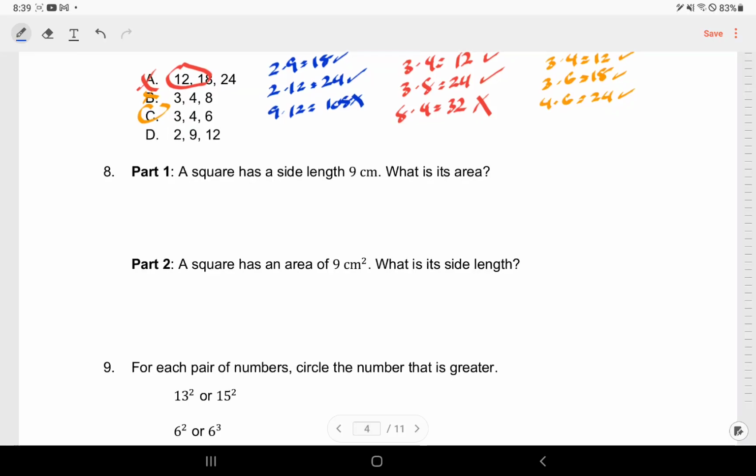Alright, now, for 8, a square has a side length of 9 centimeters. What is its area? Well, 9 times 9 is 81, so that's centimeters squared. You do need the centimeters squared in order to be counted correctly. Okay? Must have.